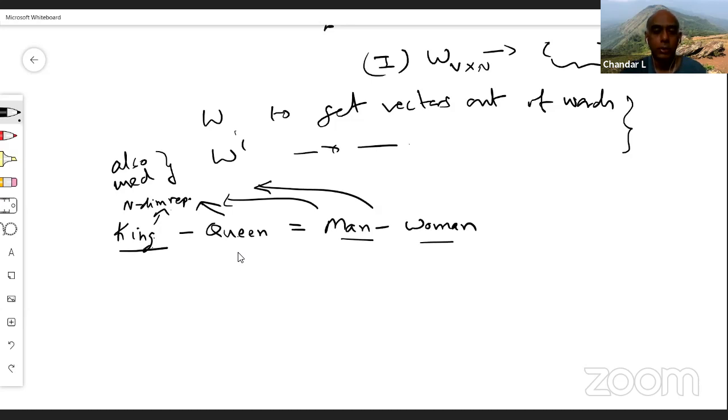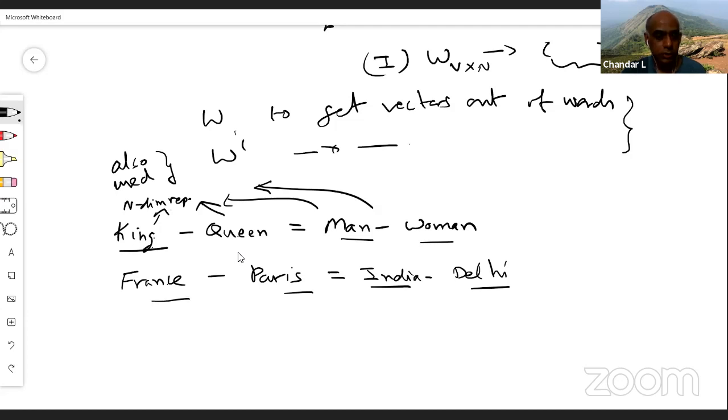And this is just one example. There are more, like France minus Paris, basically the country minus the capital, which turns out to be equal to India minus Delhi. So if you convert these to vectors in this n-dimensional representation, this basically tells how much a country differs from the capital of the country.